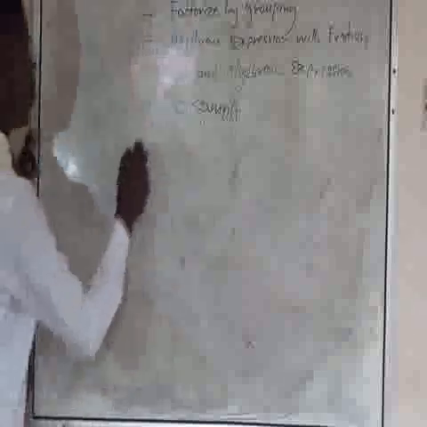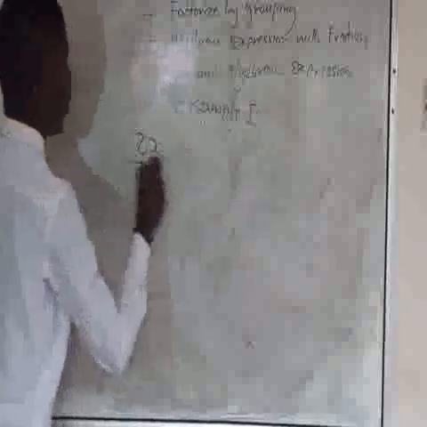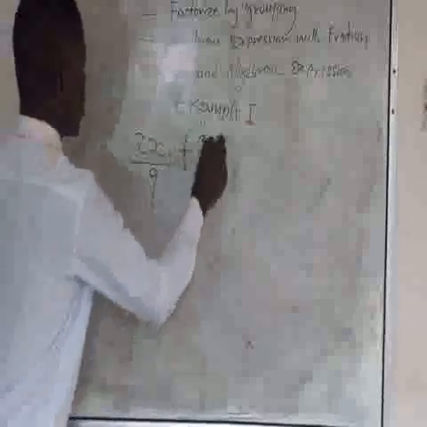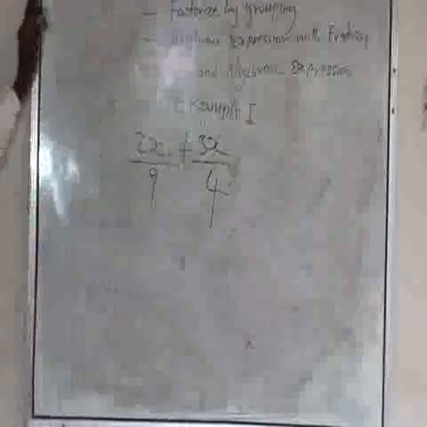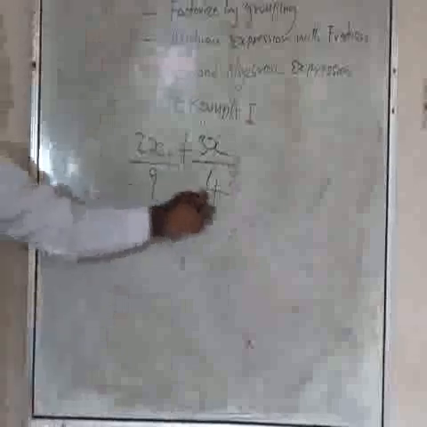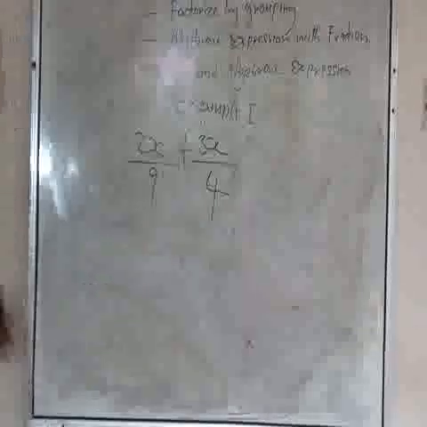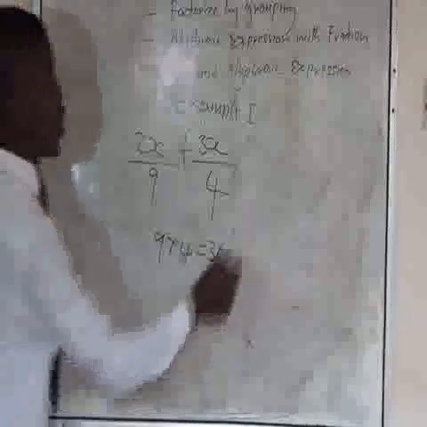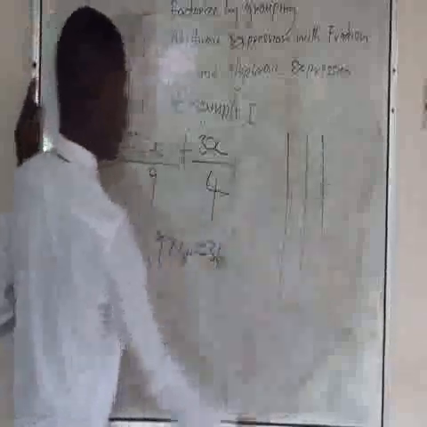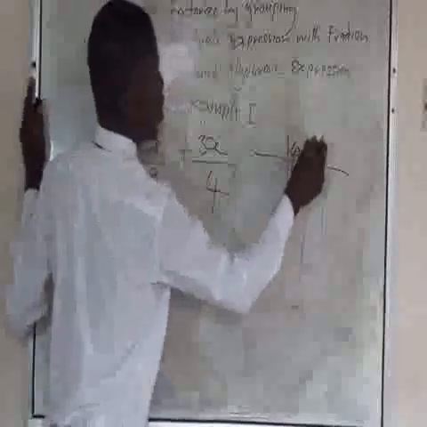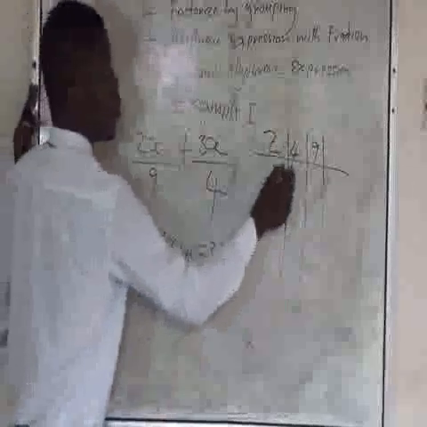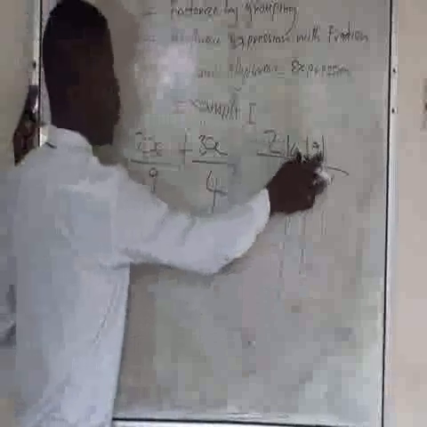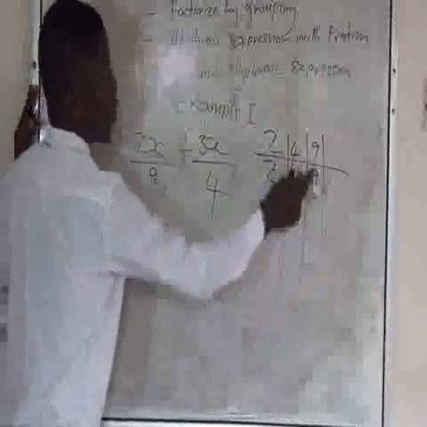Example 1. 2x all over 9 plus 3x all over 4. What do we do now? We look for the LCM of the denominators. You can do 9 times 4 to give you 36, or you go the normal way of finding LCM. 4 here, 9 here. 2 can go to give me 2. You bring down 9 because 2 cannot divide 9.